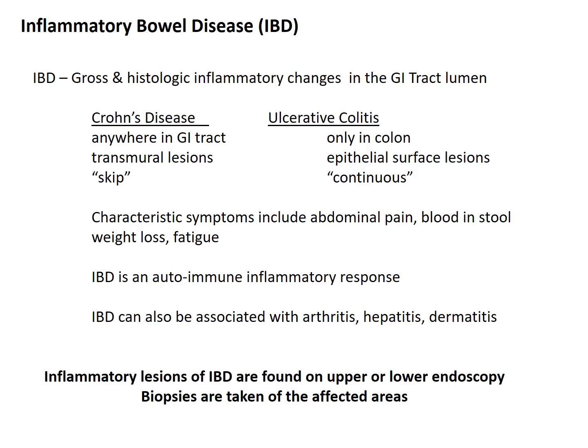Symptoms include abdominal pain, blood in the stool, weight loss, fatigue. IBD is an autoimmune inflammatory disease. So therefore, individuals with IBD also have other associated inflammatory findings such as arthritis, hepatitis, and dermatitis. Those inflammatory lesions of IBD can be found on upper and lower endoscopies. Inflammatory lesions are not found in individuals with IBS.